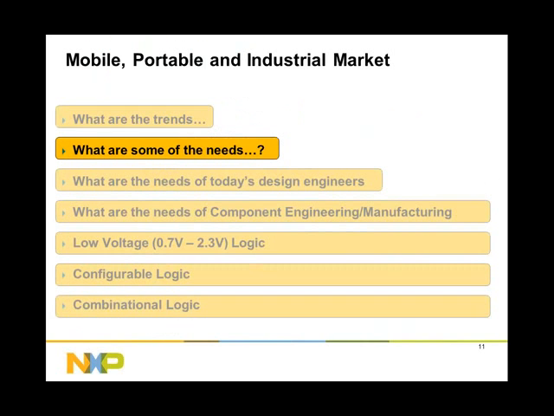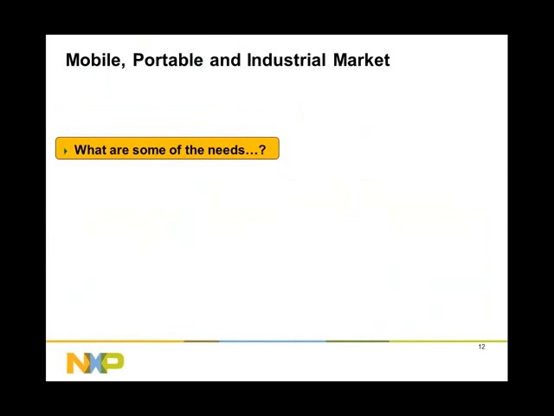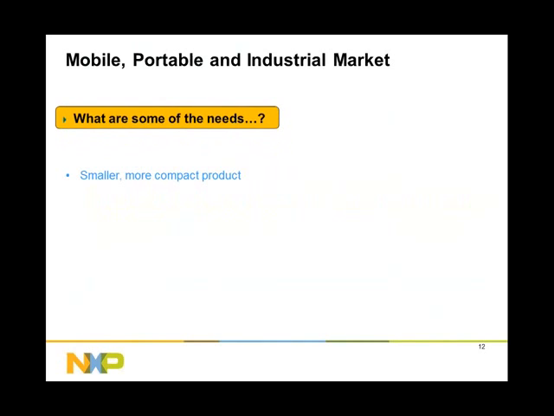Okay, so what are some of the needs of this portable industrial market? The products that are being made today are getting smaller and more compact, and like I said, they require longer battery life. So to get the longer battery life, we see the operating voltages dropping because that reduces the number of battery cells and reduces the weight of the batteries. So the operating voltages are going from 5 to 3.5 volts and below. And the packages that are being implemented inside these products are also getting smaller.